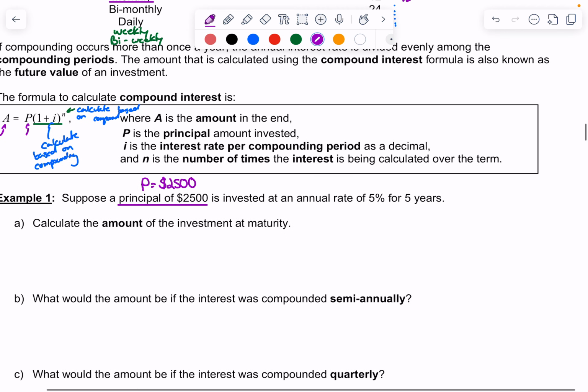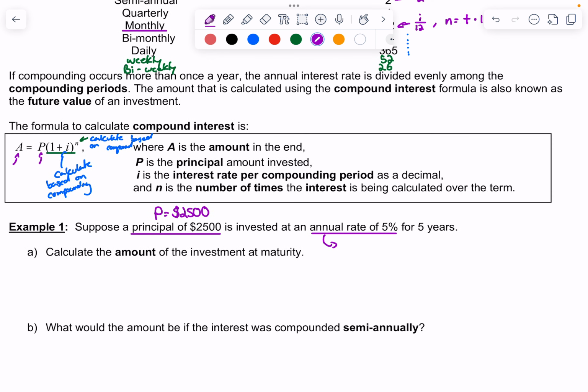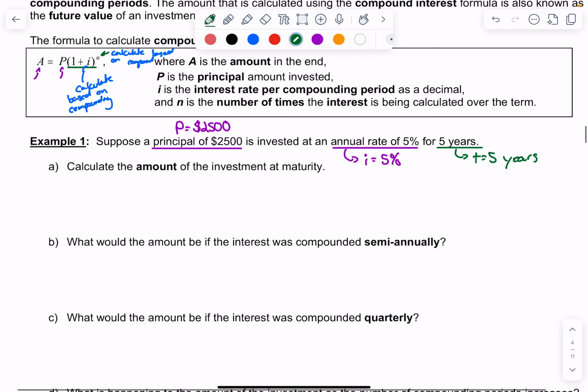It is invested at a rate of 5%. So this is your I value, the annual rate. So the I value is 5%. And for 5 years, this tells you right here that T is 5. Okay? So calculate the amount of investment at maturity.